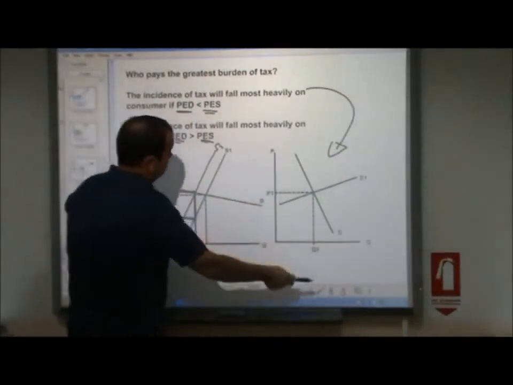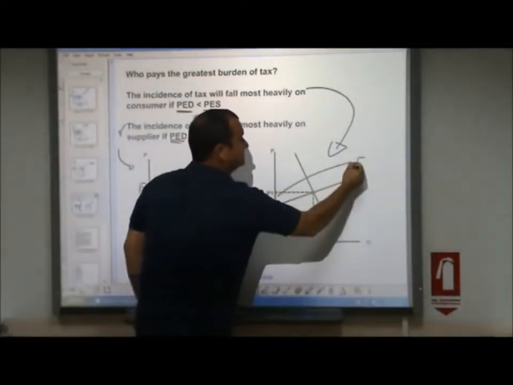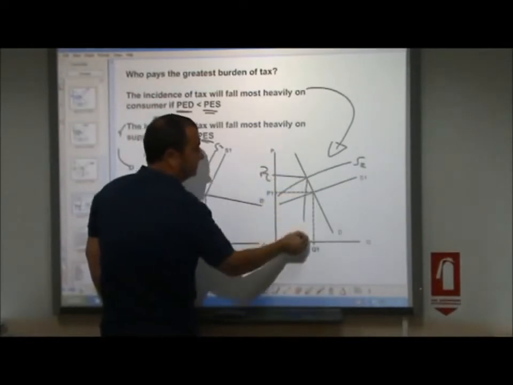This will be an example of that one, because the demand is inelastic and the supply is more elastic. So let's explore it. Let's impose a tax, S2. There's the new equilibrium point, price P2, quantity Q2.